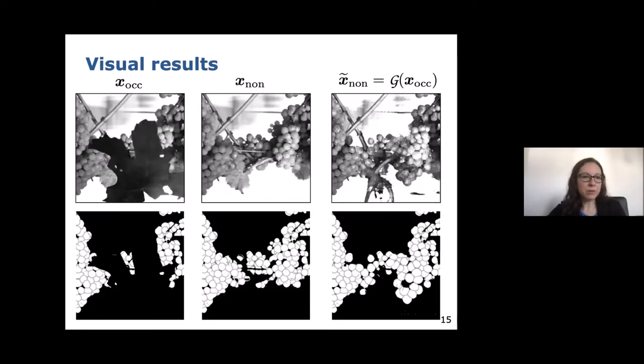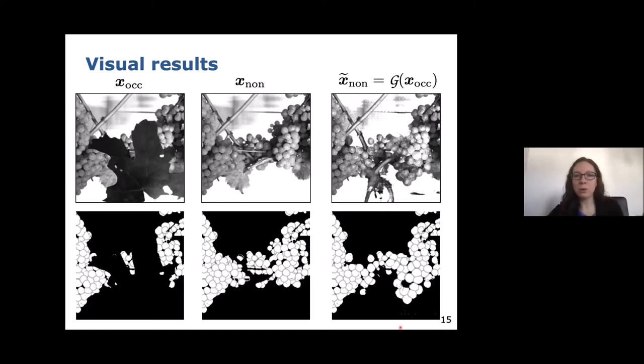And to show you some results, on the left you can see images with occlusion. In this case, we have occlusions and a big leaf over the berries. And on the bottom, you see the berry mask. In the middle is the real scenario, which is pre-existent. And on the right, you see our generated results.